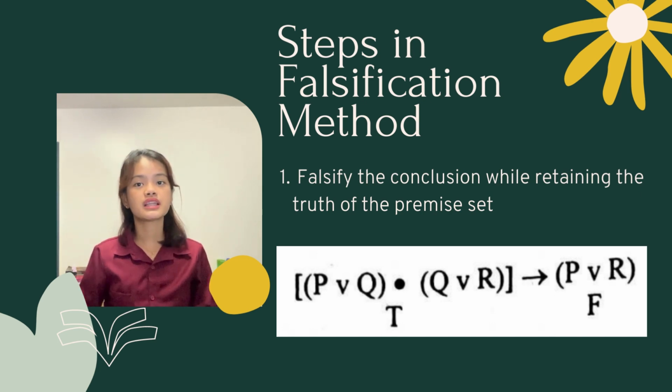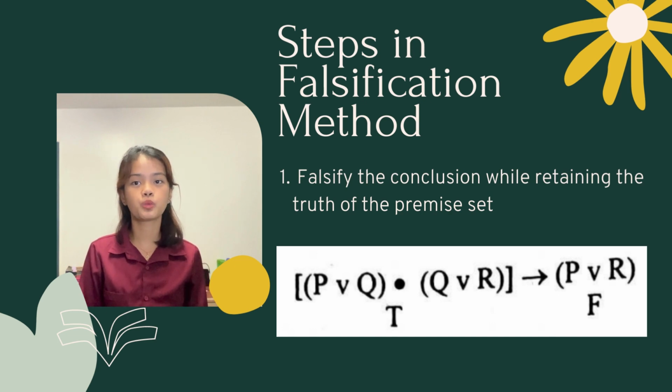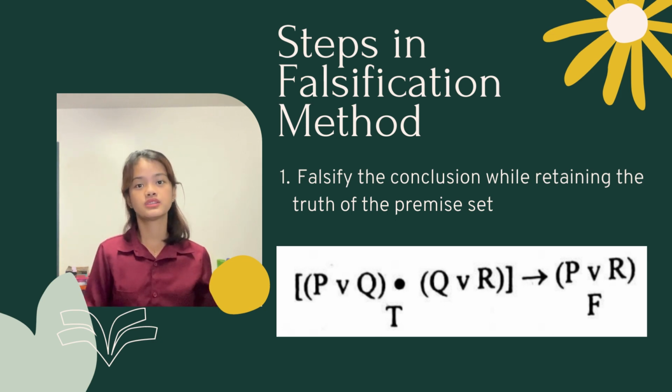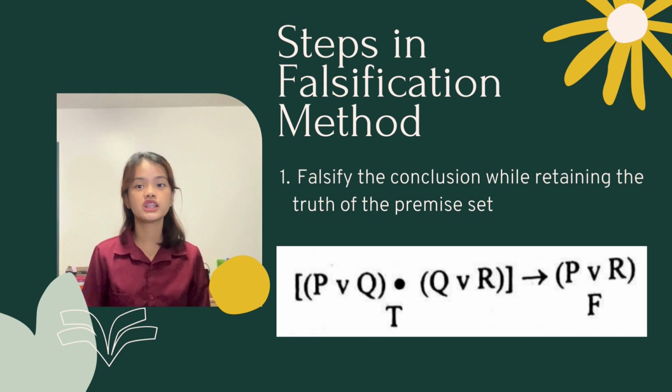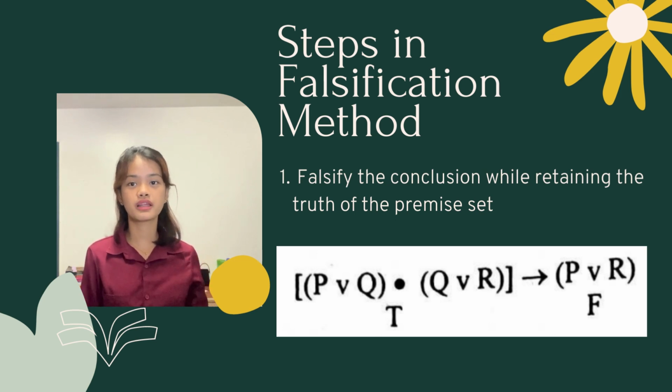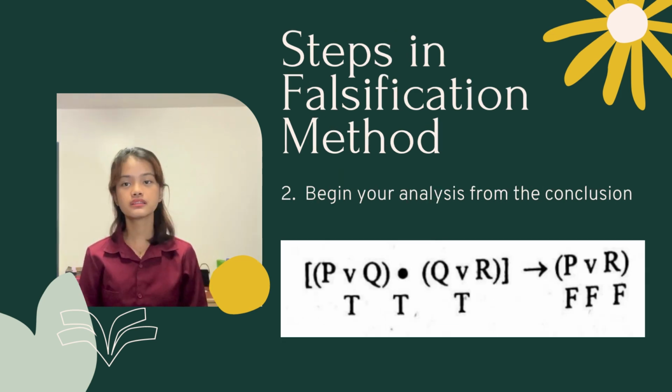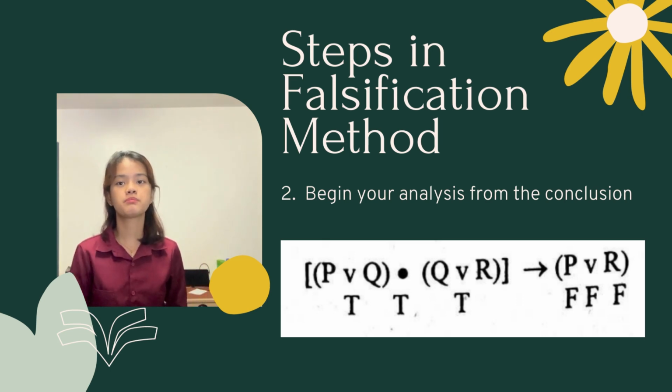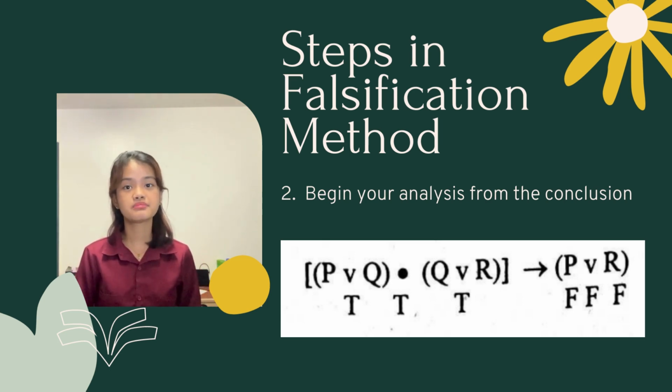Ayan. So first step is you need to falsify the conclusion while retaining the truth of the premise set. Yung nasa premise set is itong mga nasa bracket. Then yung conclusion naman is yung after ng arrow. So sinasabi nga natin, retain the truth of the premises. Therefore, i-assign natin na true yung sa baba ng premise set and false naman yung doon sa conclusion. Second, begin your analysis from the conclusion. If either P or R is false, this means that both P and R are also false.